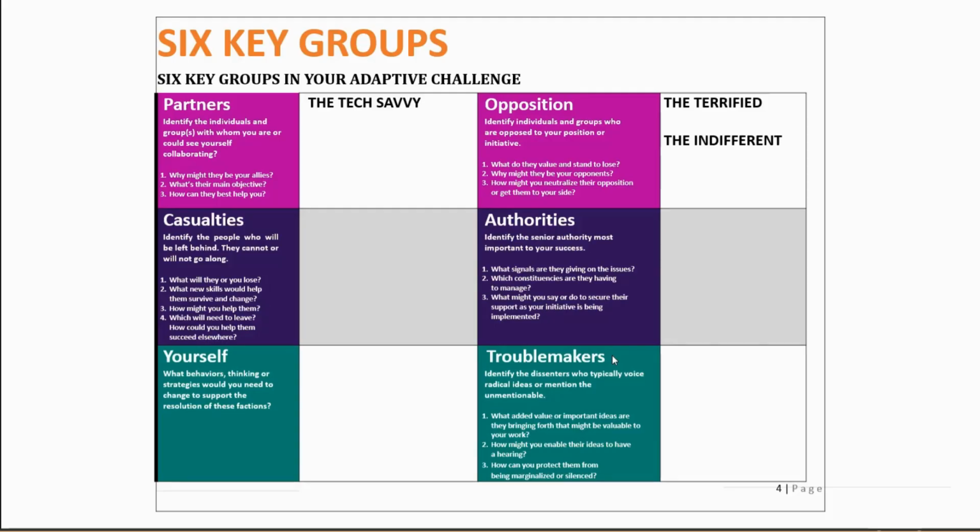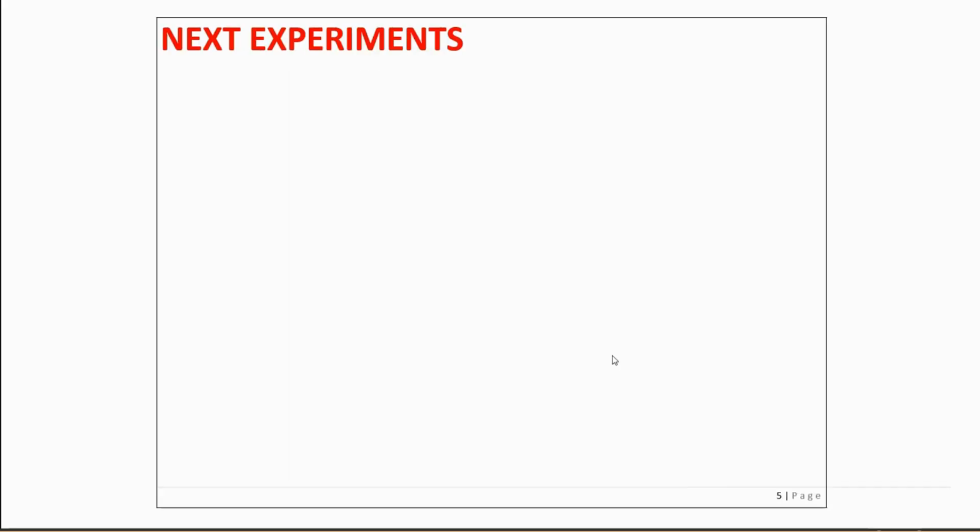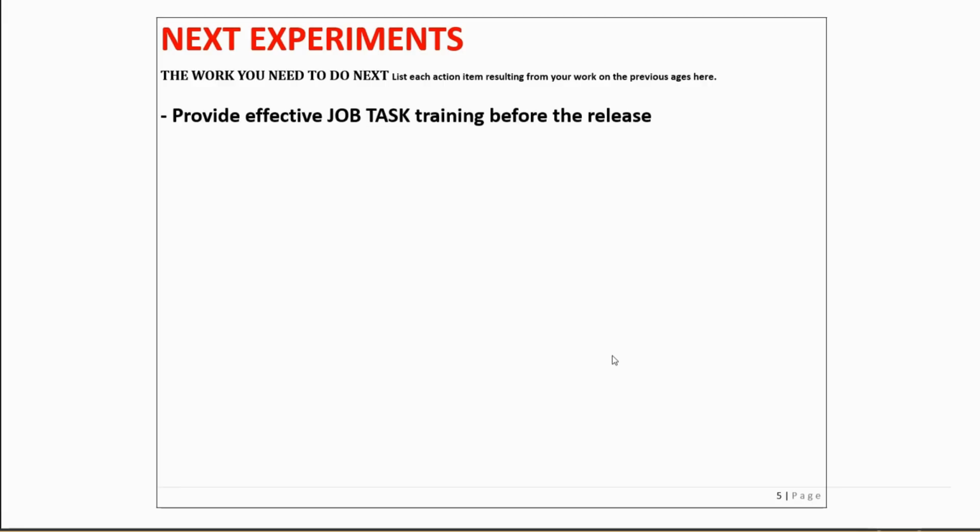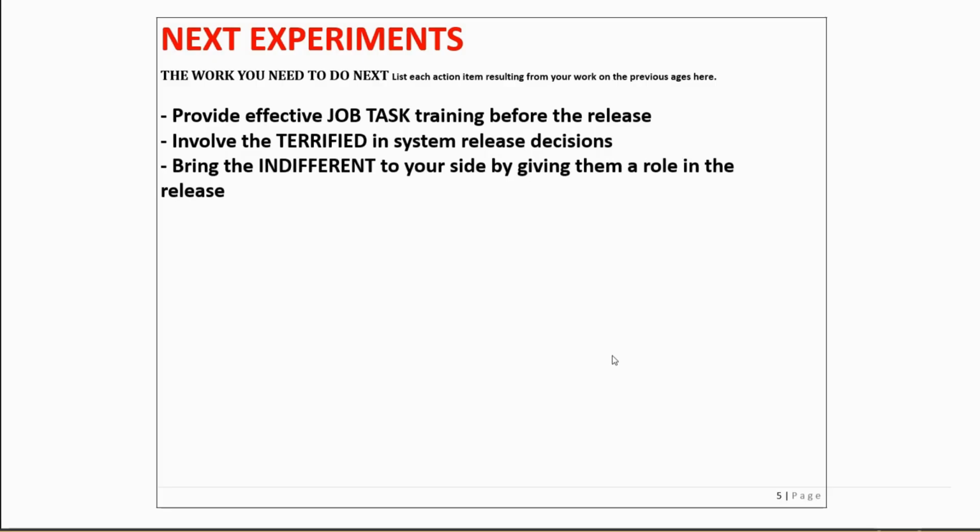And in answering this question, we identify the next experiment, the most important part of this faction map, and the one that I really wanted to share with you. Because out of this, we, for instance, identify that providing effective job task training before the release, involving the terrified in the system release decision, and bringing the indifferent to your side by giving them a role in the release, may be a very good idea in advancing and making progress for your ideas.